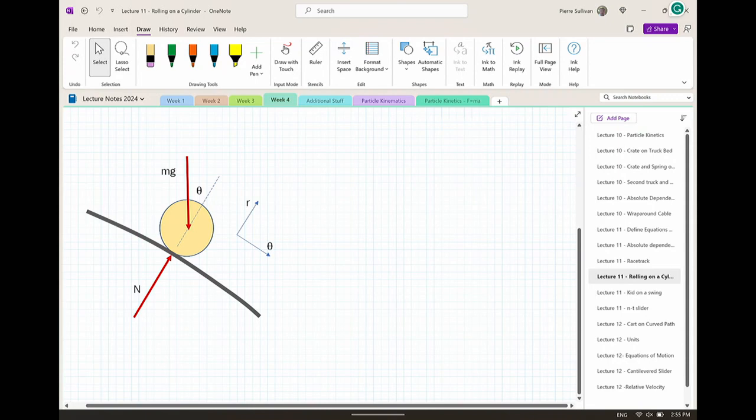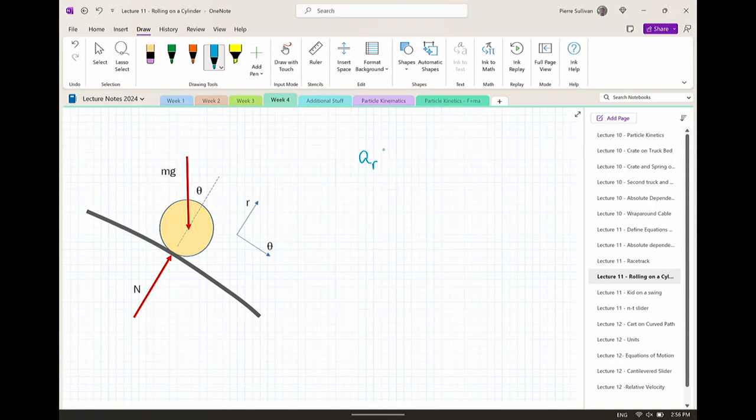Again, when you look at problems like this, one of the biggest problems is you try to imagine all sorts of things happening. Don't. You're just solving it at this instant, and at this instant, this is what's happening. So you have weight and a normal force. That's it. And you can define r and theta with respect to the center of the circle.